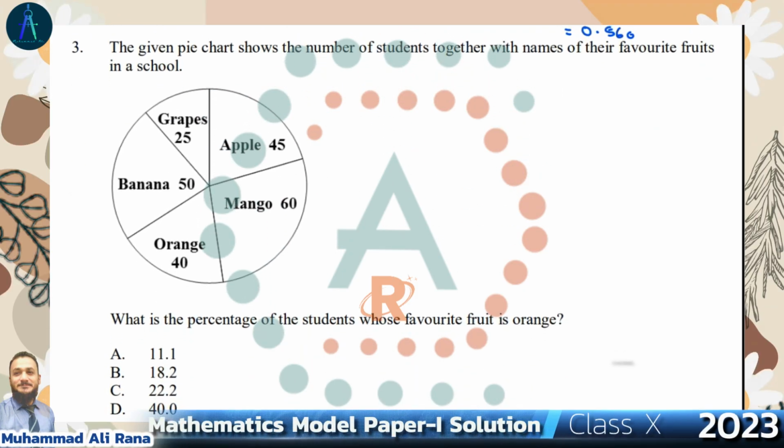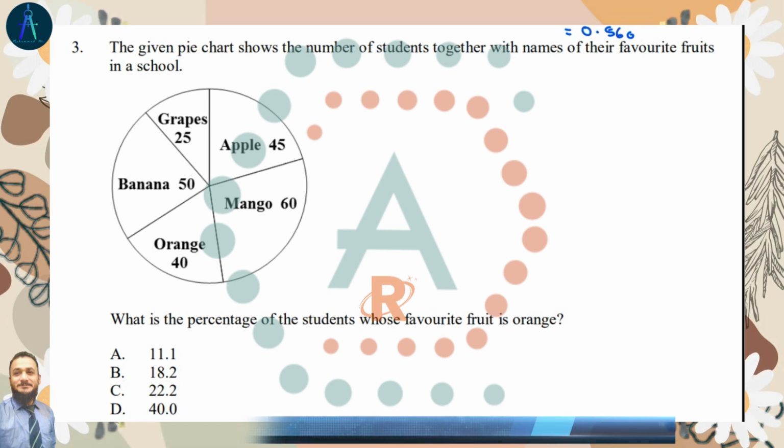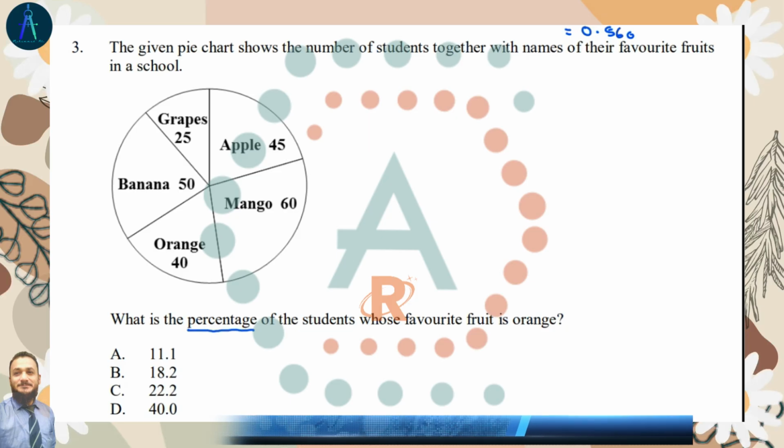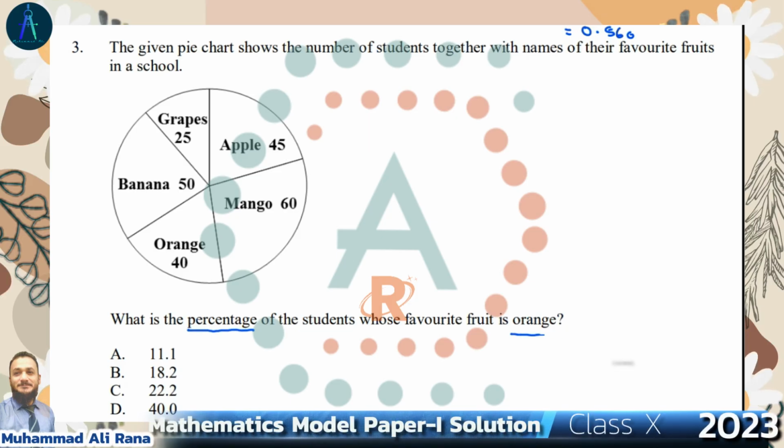Now let's see question number 3. The given pie chart shows the number of students together with the name of their favorite fruits. So grapes, 25 students, apple 45, mango 60, orange 40 and banana 60. What is the percentage of the students whose favorite fruit is orange? तो हमें percentage मालूम करनी है for orange.